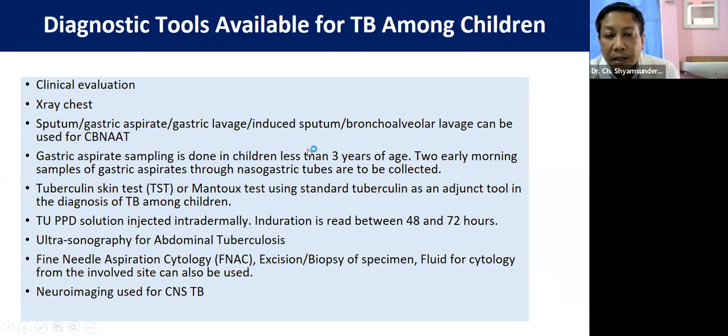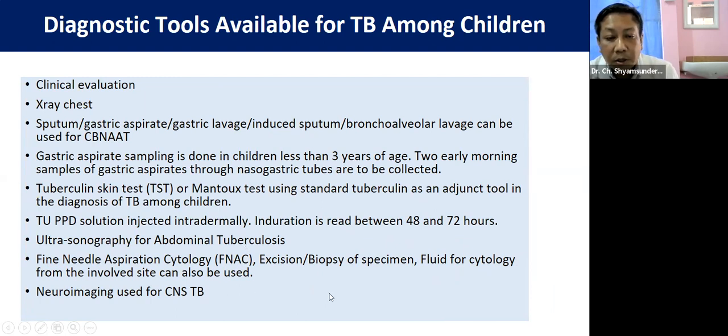Gastric sampling is done in children less than 3 years of age or who are not able to expectorate sputum. 2 early morning samples of gastric aspirates through a nasogastric tube are to be collected. TST or Mantoux test using standard tuberculin as an adjunct tool in the diagnosis of TB may be offered, but most of them we find are negative. The PPD solution is injected intradermally and the induration is read between 48 and 72 hours; it is available in most hospitals.